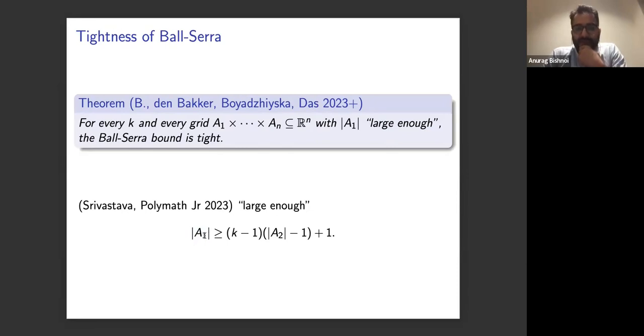It says that whenever your A1, the first side, the largest side, is at least (k minus 1) times (the second largest side minus 1) plus 1. So just think of it as k times the second largest side. In this case, your Ball-Serra bound is always going to be tight.